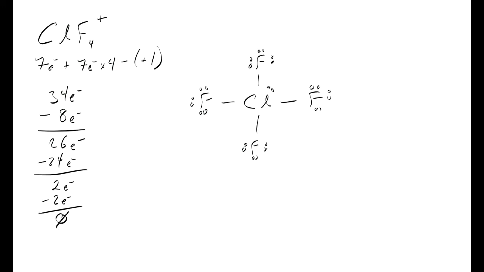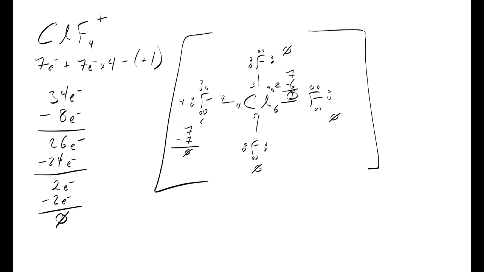And really quick, we can look at our formal charges. Each fluorine has 2, 4, 6, 7. So it's 7 minus 7 for fluorine gives us 0. 0 formal charge on each of the fluorines. Whereas chlorine has 2, 3, 4, 5, 6. So that's 7 minus 6 is 1 for chlorine, which is good because the molecule has a positive charge.